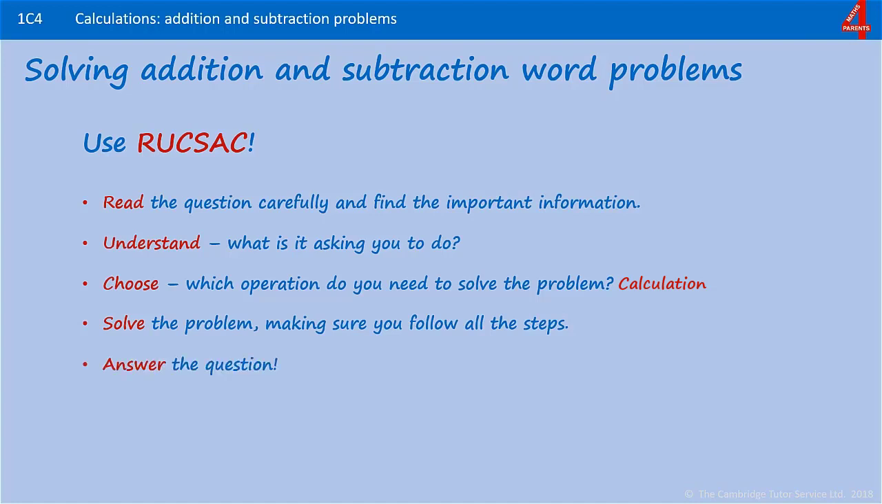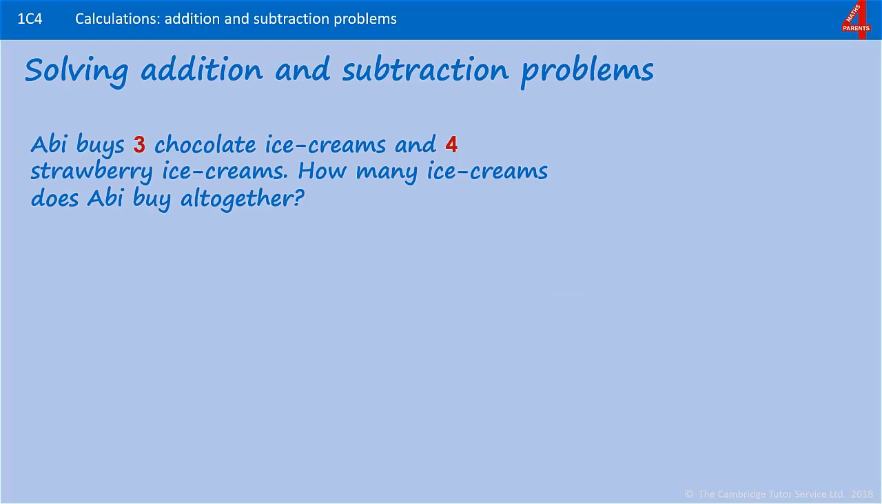Solve the problem, making sure you follow all the steps. Answer the question. That might sound really obvious, but particularly once you start doing two-step and multi-step questions where you're asked to do more than one thing, it's important to look at the question and make sure you have actually answered it. And finally, check your answer. Here's an example of how you could use the RUCSAC acronym. First of all, we're going to read the question. Abby buys 3 chocolate ice creams and 4 strawberry ice creams. How many ice creams does Abby buy altogether?